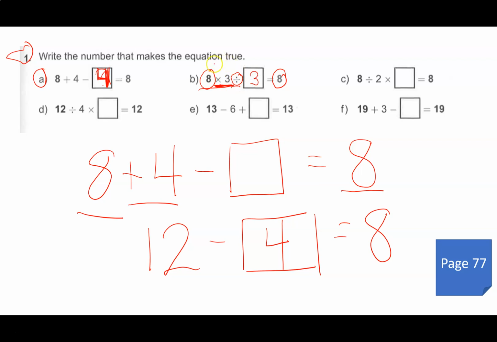If we think about that a little bit more closely, 8 times 3 is 24. What do we need to divide by to get back to 8? 24 divided by 3 is 8. I would like you to try C, D, E, and F.